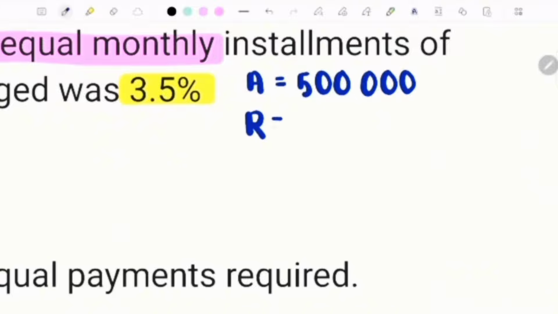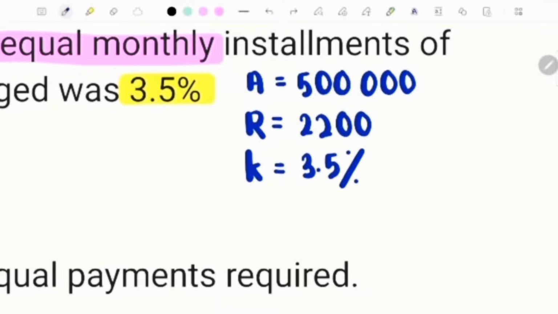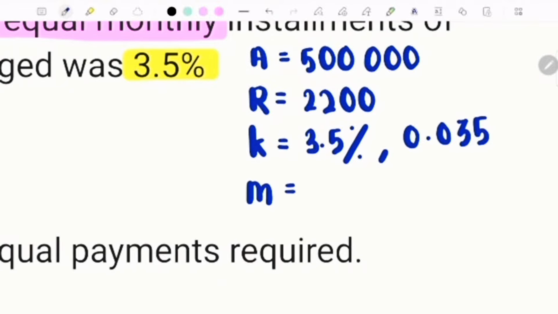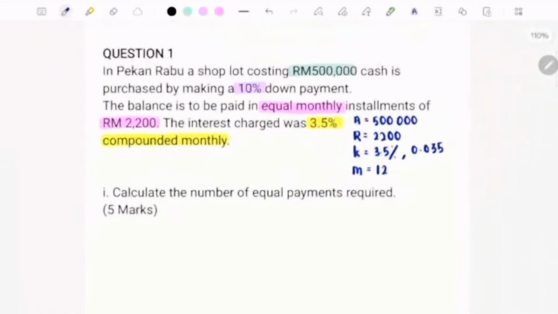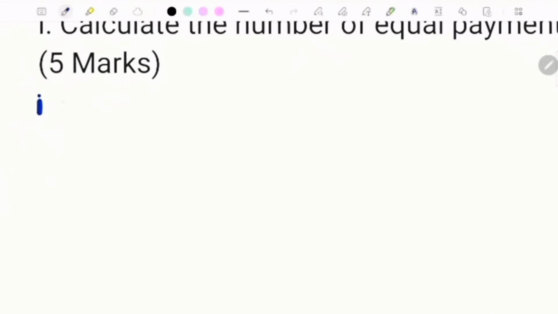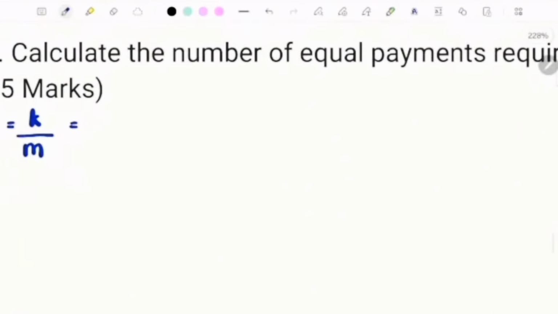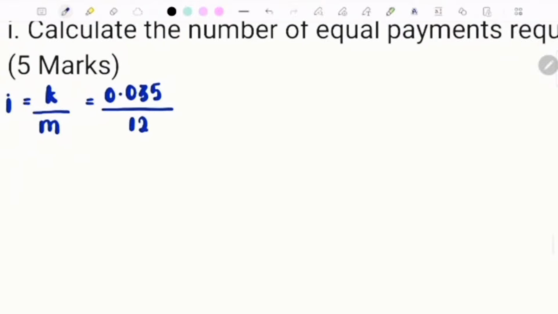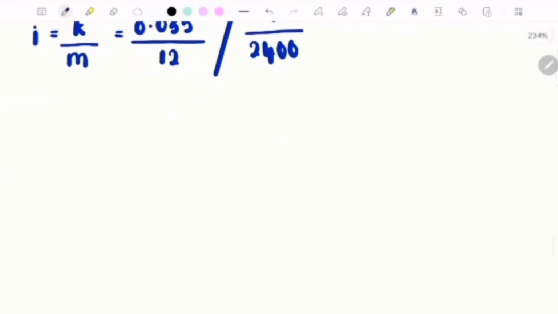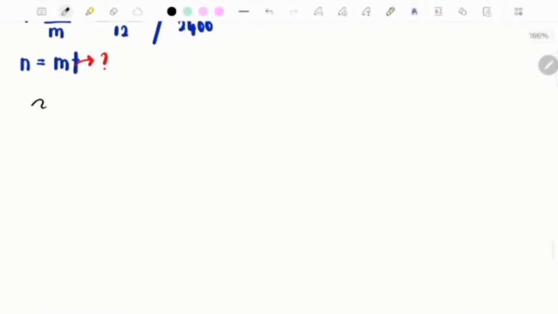First, we need to list down the information given. 500,000 will be our A. Our regular payment is 2,200 ringgit. K is 3.5% or 0.035. M will be 12. Next, we need to find I and N. I equals K over M, which is 0.035 over 12. That will make 7 over 2,400. N equals M multiplied by T, but we don't have T, so N will be unknown.